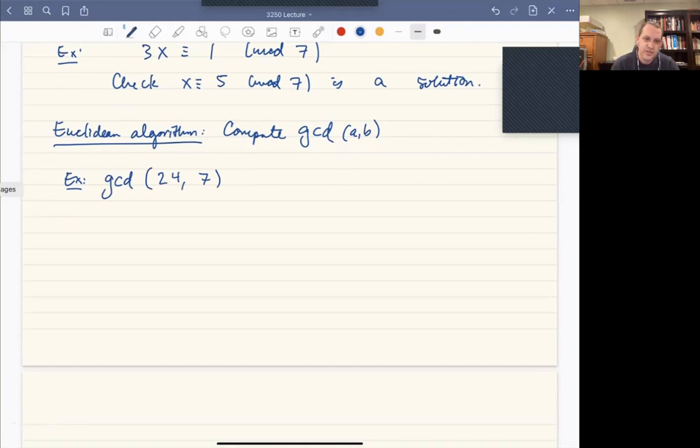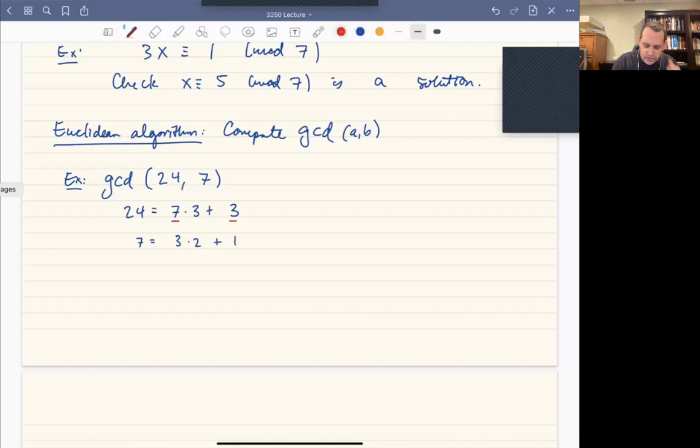So let's say I want to compute this GCD. I'm going to take 24 and apply the division algorithm. So I'm going to think about how many times does 7 go into 24? Well, it goes in 3 times with remainder 3. Then I'm going to take the divisor and the remainder, and do this again. So let's think about how many times 3 goes into 7. Well, it goes in twice with remainder 1.